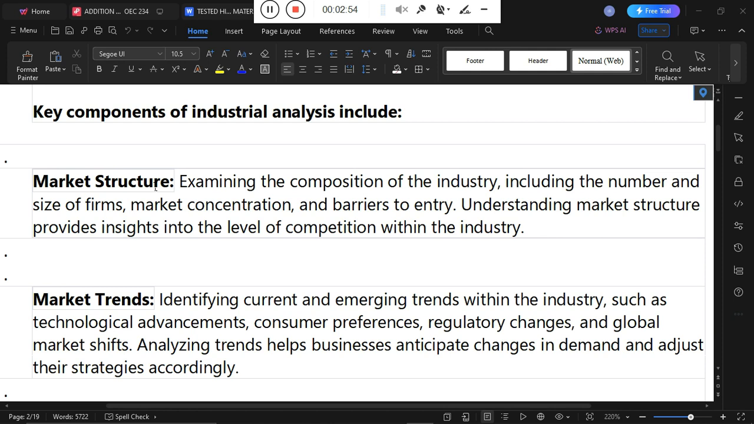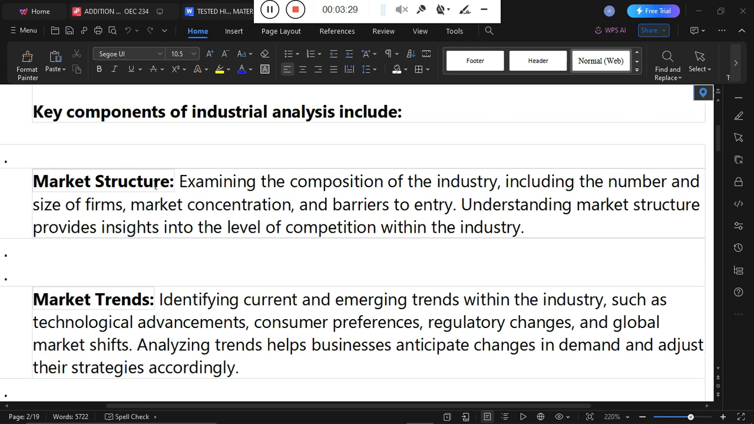So now, the key components of industrial analysis include market structure. Among the key components of industrial analysis is market structure, whereby through the market structure we examine the composition of the industries, including the number and size of firms, market concentration, and barriers to entry. Through the market structure, you are capable of identifying how the different market structures operate, maybe the perfectly competitive market, the monopoly, or monopolistic competition.